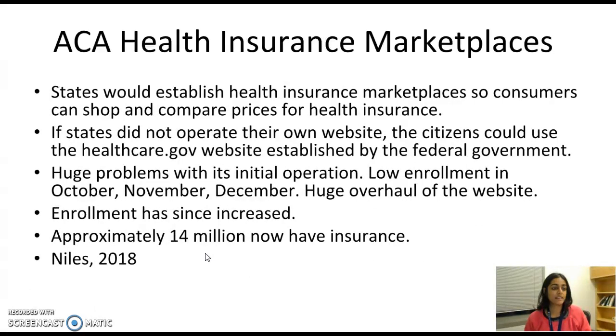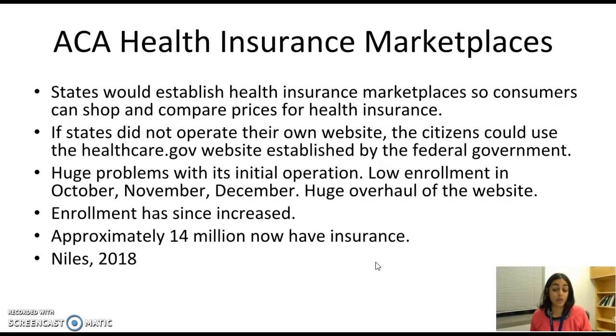ACA health insurance marketplaces were so that states could establish health insurance marketplaces for consumers to shop and compare prices for health insurance, as I had mentioned in the previous slide. If states did not operate their own website, the citizens could use healthcare.gov, established by the federal government. So huge problems with its initial operation. If you remember that time period, low enrollment in October, November, December, and there was an overhaul of the website, and enrollment has increased since then.